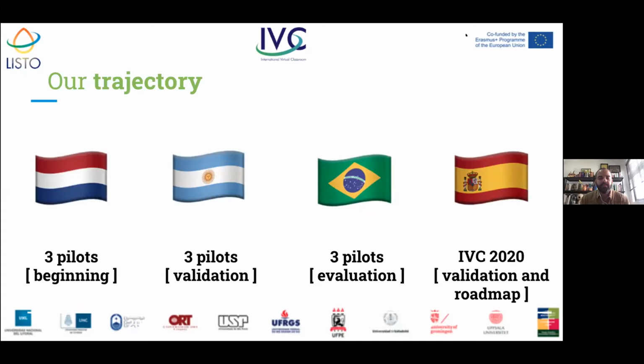Our trajectory started in the Groningen meeting in the Netherlands, where the three pilots were designed and named. The teams worked virtually, and 3-4 months later in Cordoba, Argentina, we validated the proposals and we started to work deeply in each pilot. We ran the pilots during the beginning of 2019, and in São Paulo, Brazil, we validated the results, we discussed them, and we presented what we achieved. And we didn't stop. We tried to go further, and we proposed the IVC 2020, which in Valladolid, Spain, we validated and created the roadmap.